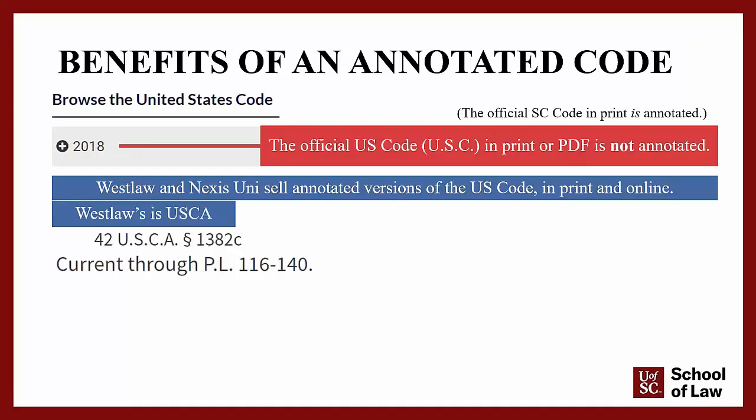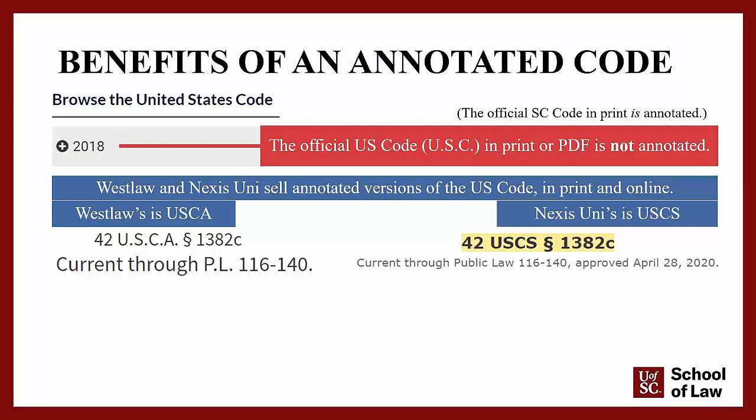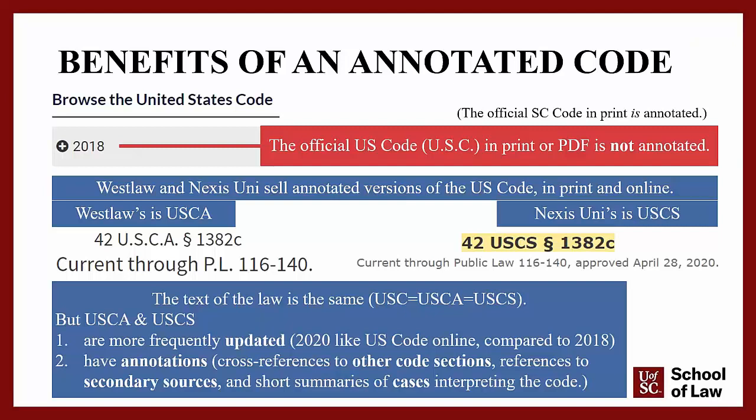And you'll notice that the abbreviation is different. Westlaw's version is USCA for United States Code Annotated, and Nexis Uni's version is USCS for United States Code Service. The text of the law is the same no matter which one of these you're using, the unannotated USC, annotated USCA, or annotated USCS. The actual text of the law is the same in all of them. Nobody's changing that. It's still a primary source.